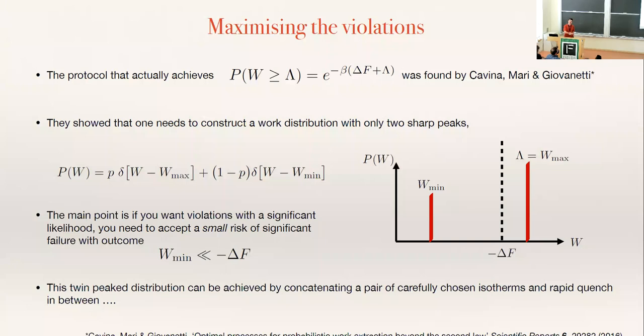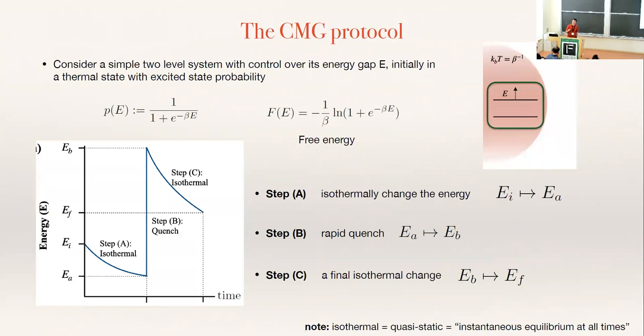This was actually proven in a paper by Kavin Amari and Giovanetti, I think about 6 years ago. They found the kind of process you need to do to really maximize the chance of getting these unlikely events. What they found was that you need to create a work distribution that consists of two peaks. You need a very tall peak that sits above the free energy, which is the unlikely or unexpected violation you want. And as long as you balance that with a smaller peak that gives you a failure probability, then you can reach this upper limit given by the Jarzynski theorem. More importantly, they showed the kind of process you need to do to actually reach this.